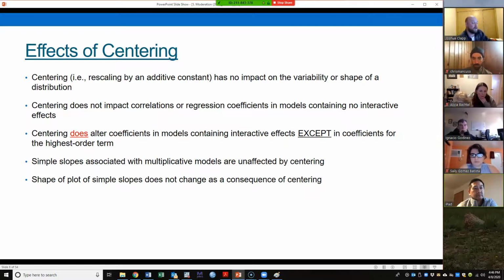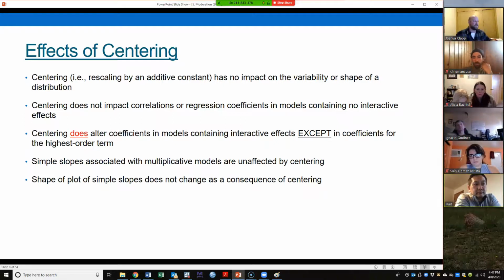Centering will change coefficients in the model if I have interaction terms in there, except for coefficients of my highest order terms. So if I have two-way interactions and a bunch of first-order effects, centering will change the coefficients for my first-order effects, but it won't change the coefficients for my interactions. If I have a three-way interaction, centering will change the coefficients for my two-way interactions and for my first-order effects, but it won't change the three-way interaction. If I have a four-way interaction, you shouldn't.